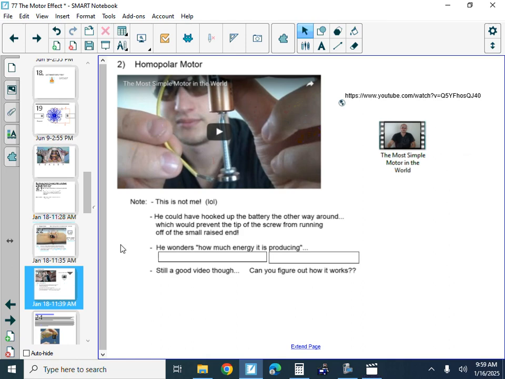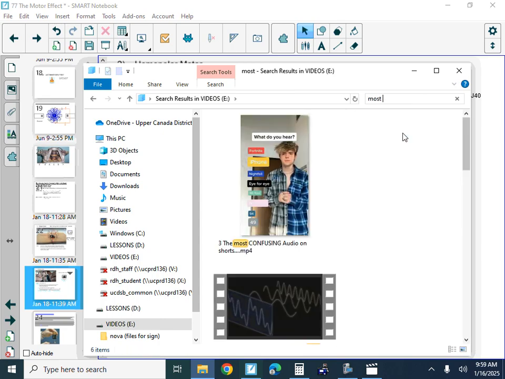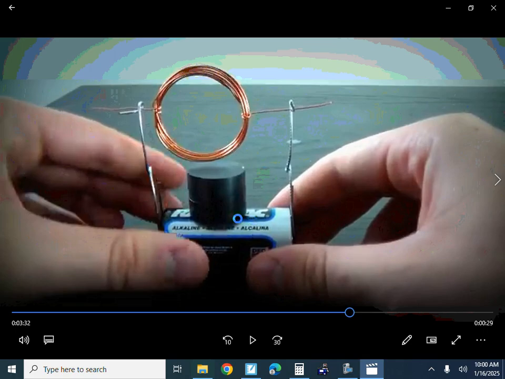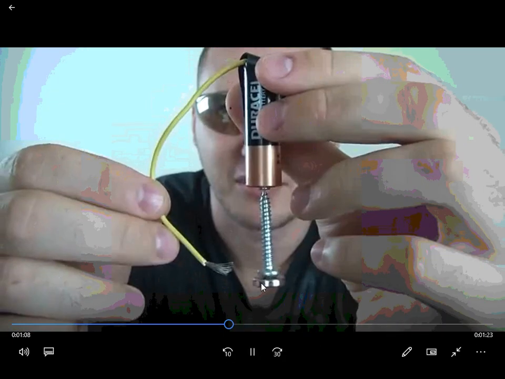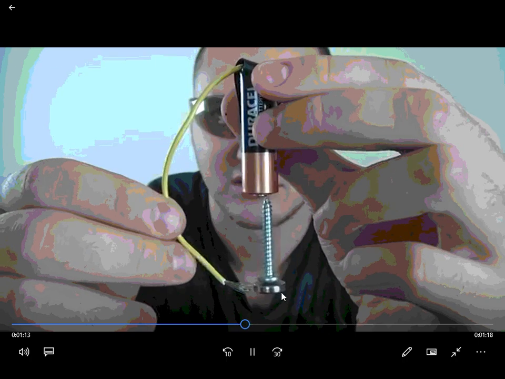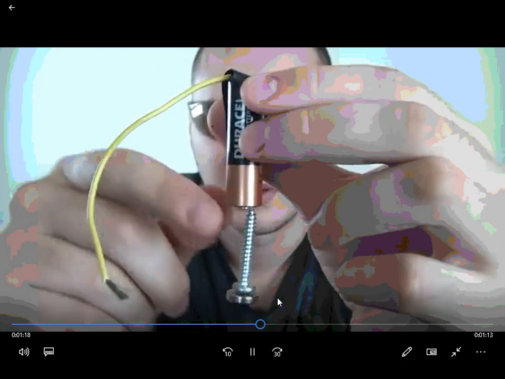This one is weirder. Okay, so this is the most simple motor in the world. I'll skip ahead to the end result here. We have a battery, we have a screw, and we have a little neodymium magnet on the bottom. And you just brush a wire against it, and this thing will just spin, spin, spin. I do this in class too, but I have this video, so I don't need to make my own, right? But it'll spin, spin, spin.